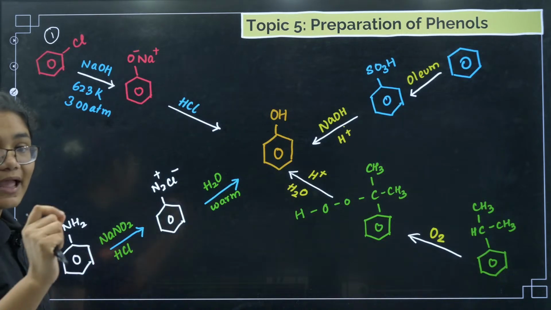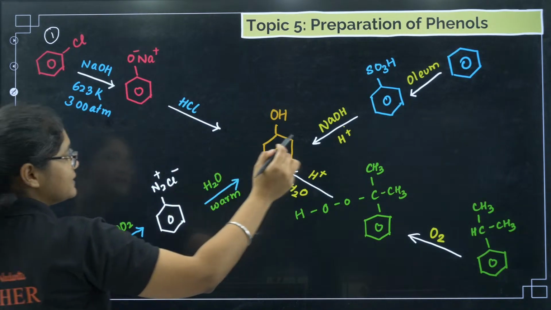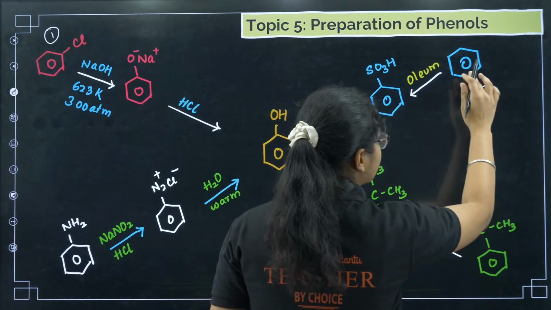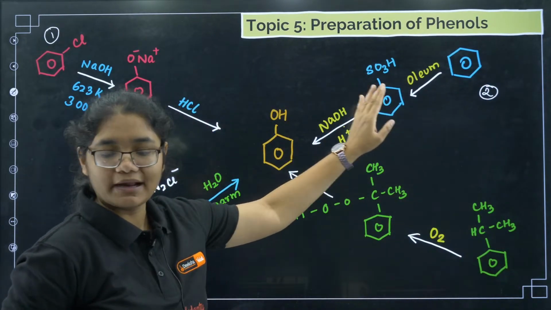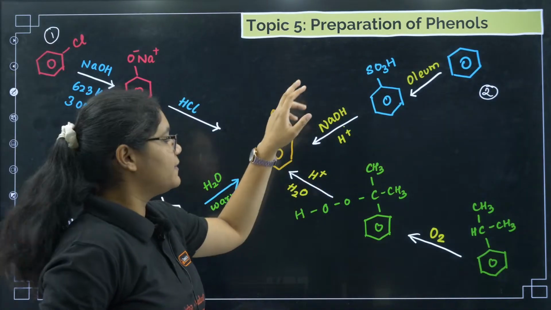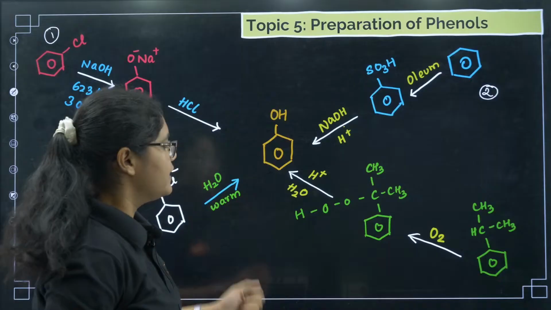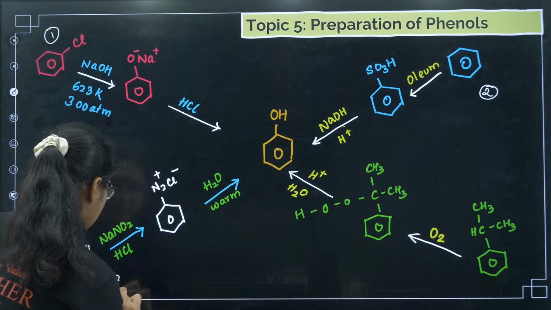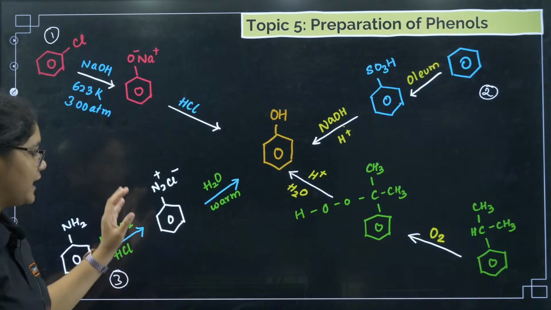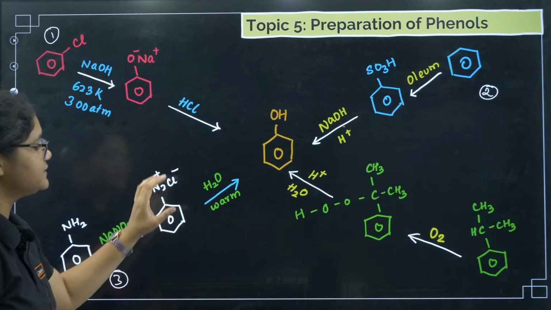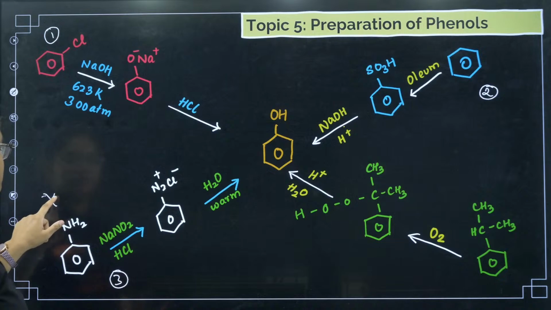The second one is from benzene sulfonic acid, or from oleum. If I take benzene and treat it with oleum, I will get benzene sulfonic acid. Then with NaOH and H plus, I will get phenol. Next, the third one is using aniline. If I treat NH2 with NaNO2 and HCl, I will get N2 plus and Cl minus, and with warm water I will get phenol. This is important.